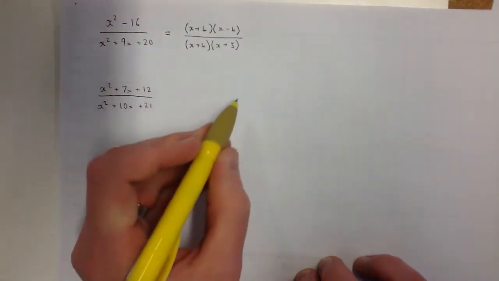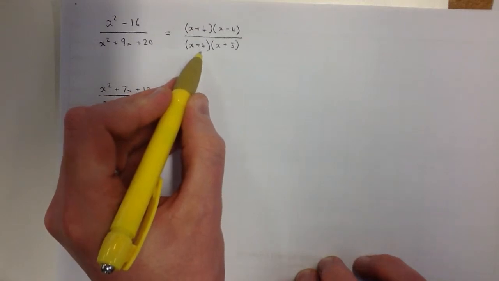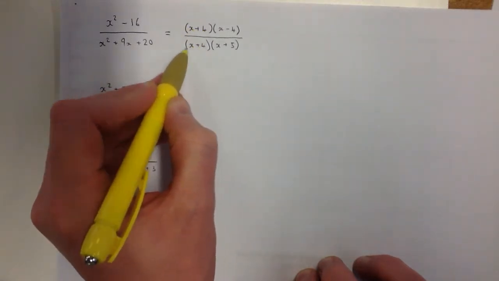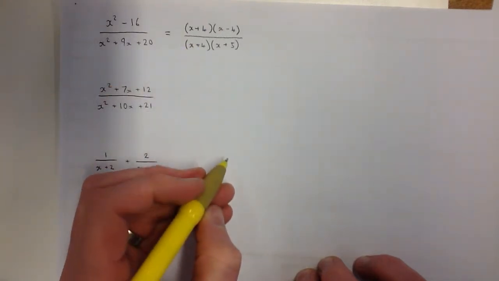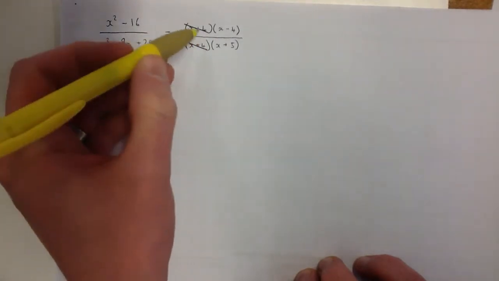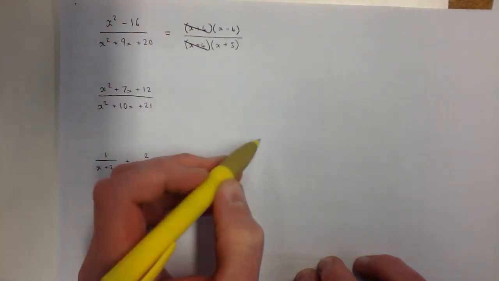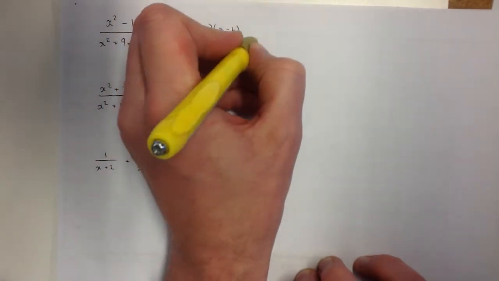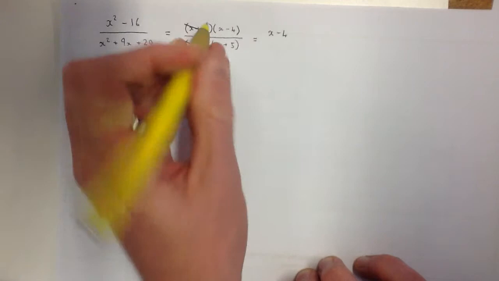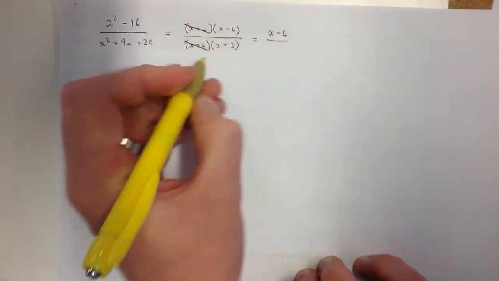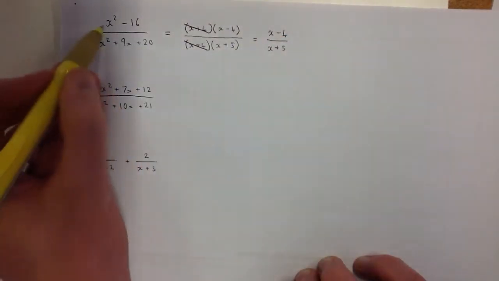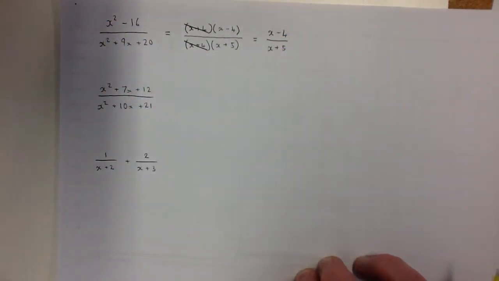This is really important now because what we need to do is we need to spot to see if there's anything that can cancel out. So at the top here we've got x plus 4, and also we have that same factor at the bottom. So these two can effectively cancel out, just as if that was a 5 at the top and a 5 at the bottom, they would cancel out if they were ordinary numbers. And that just leaves us with what we have here, which is x subtract 4, that just comes straight from there. And on the bottom we have x plus 5, which is a simpler version of that.